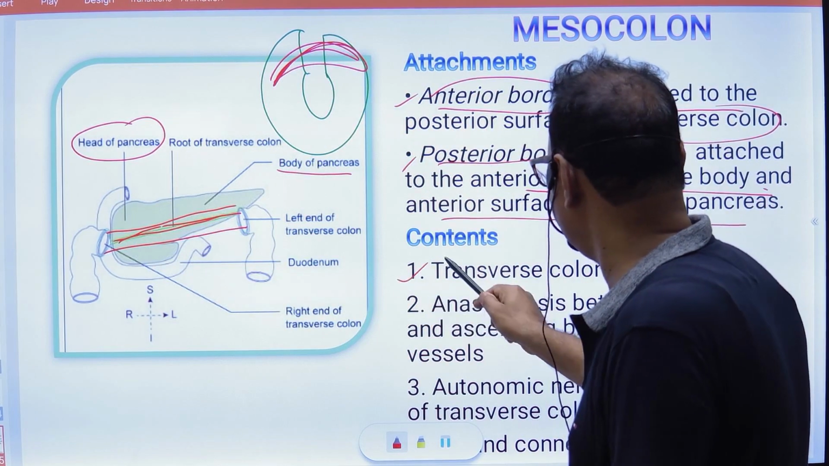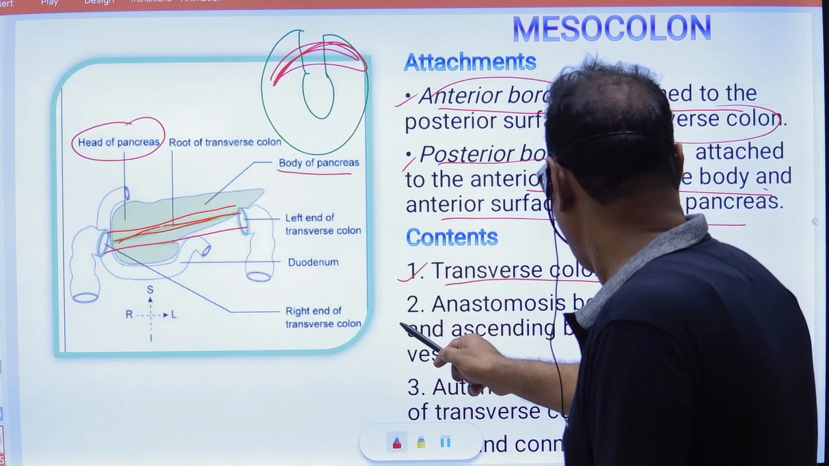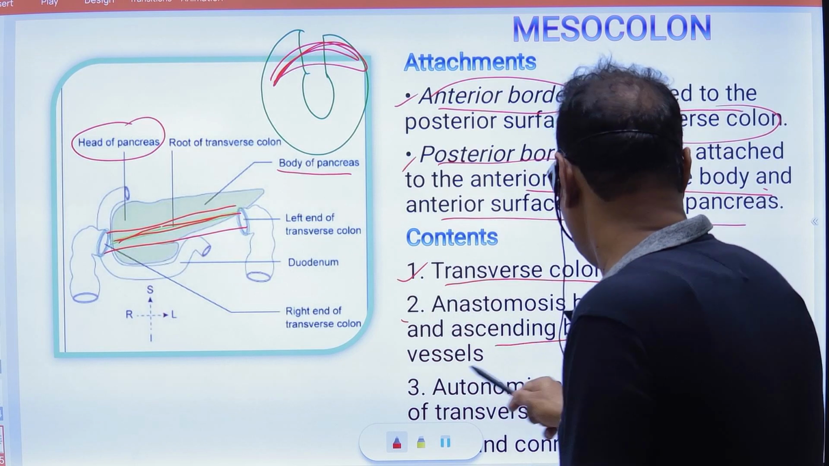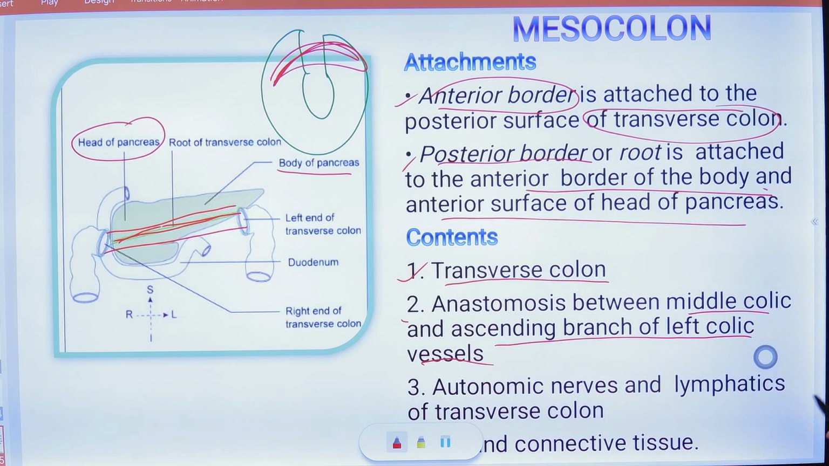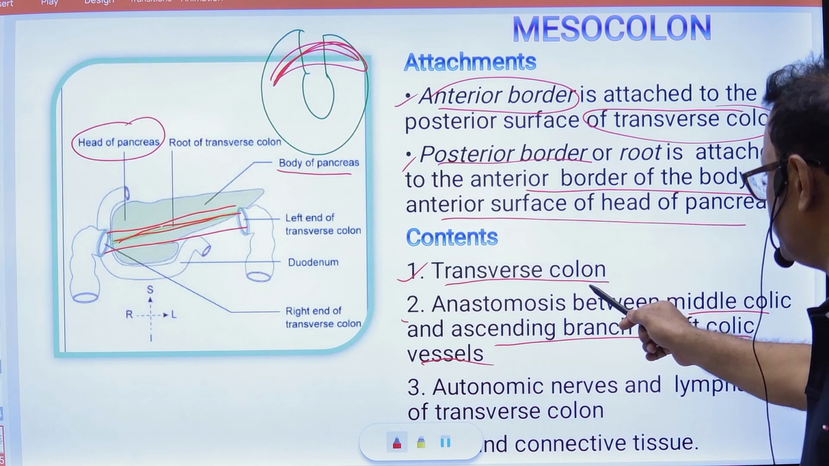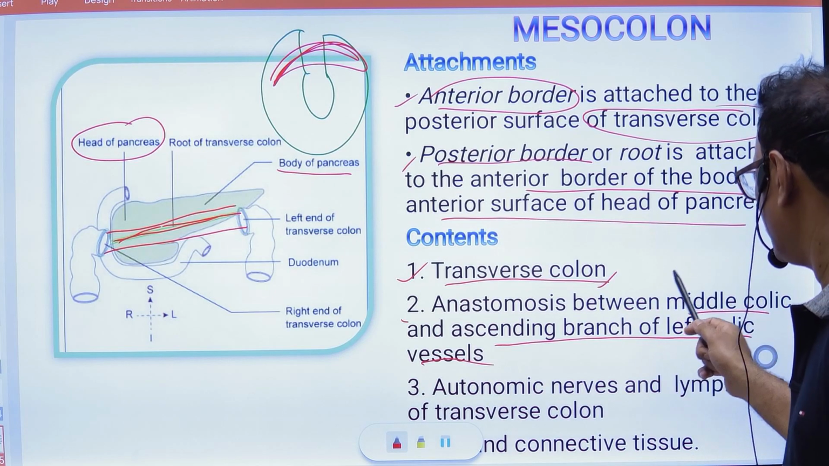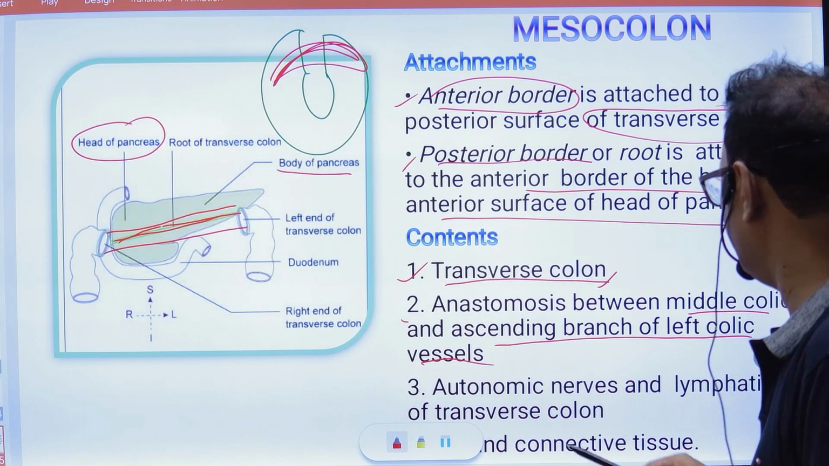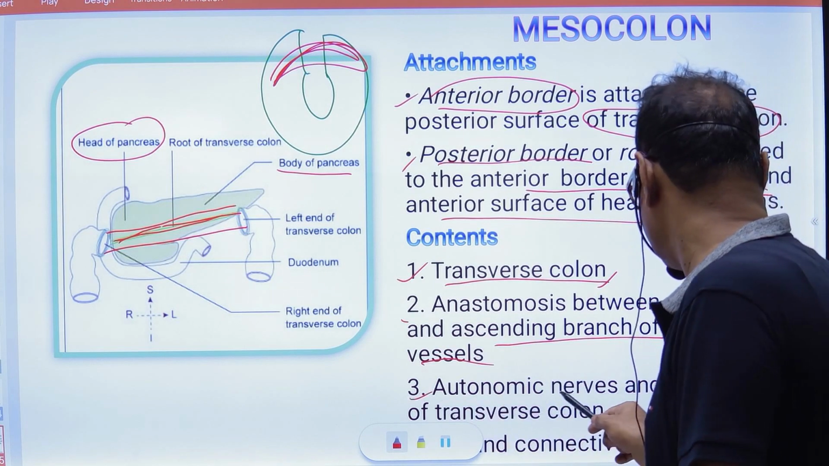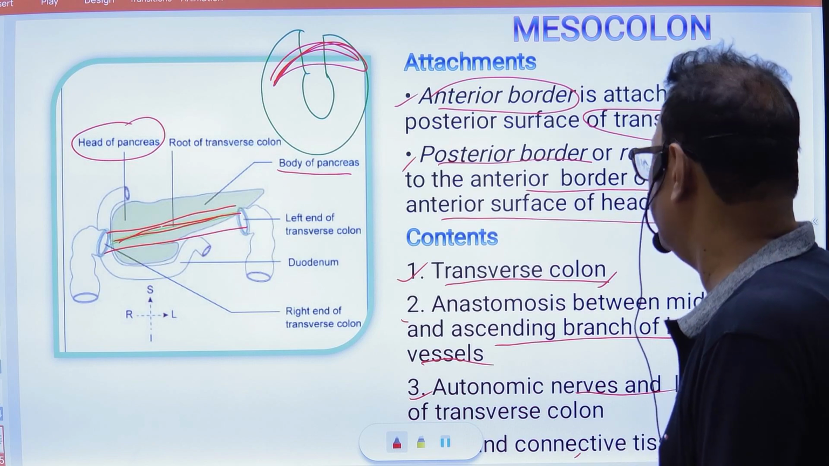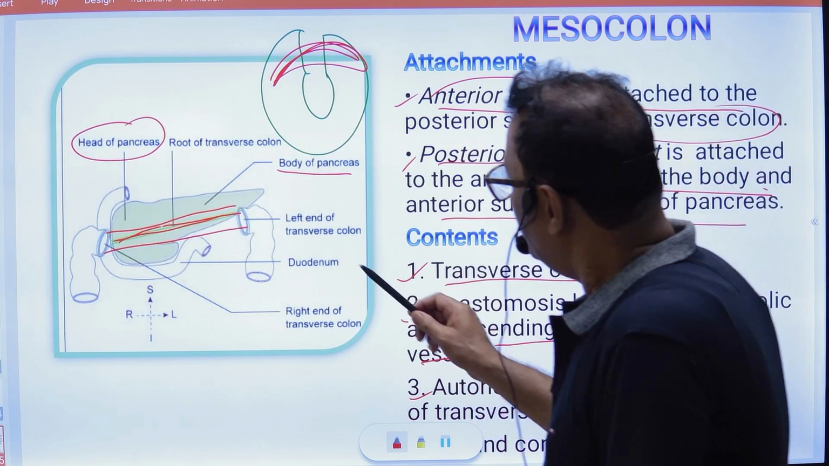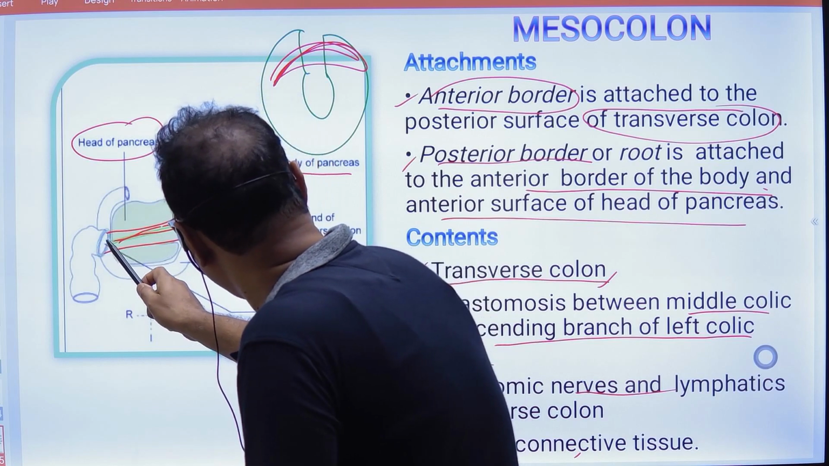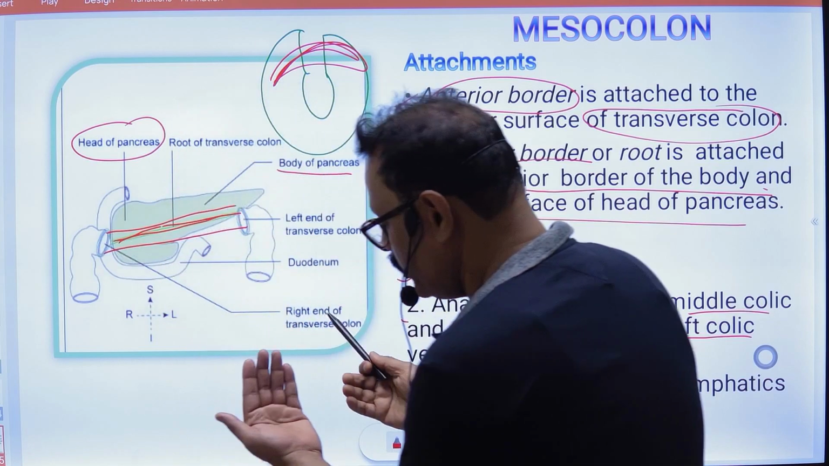Content, as the name suggests, it will contain the transverse colon and the anastomosis between the middle colic and the ascending branch of the left colic vessels. So it will contain two important structures. One is the transverse colon, and it will also contain the anastomosis between the middle colic and the ascending branch of the left colic vessels, and the autonomic nervous system, of course, and the lymphatics and connective tissues.